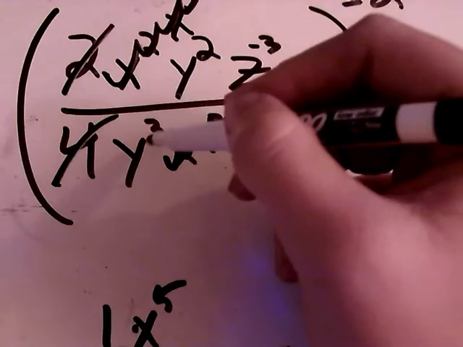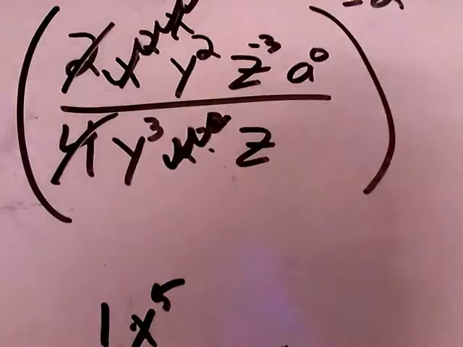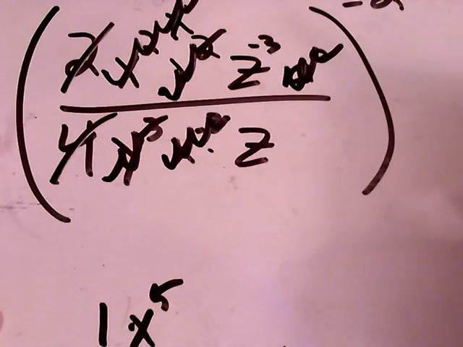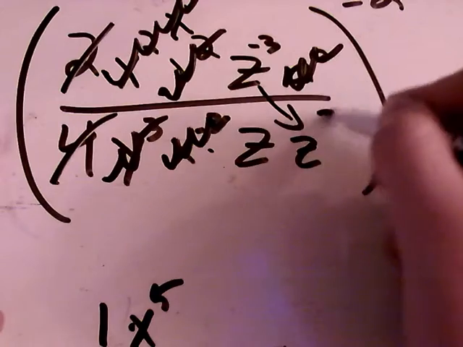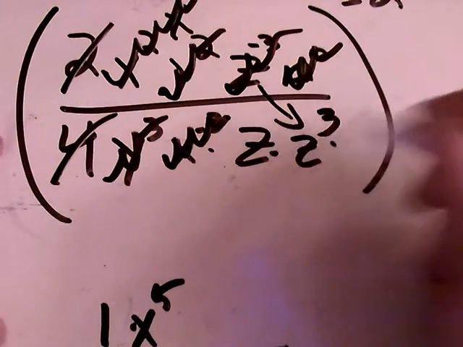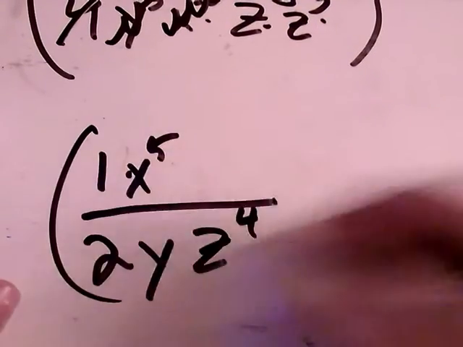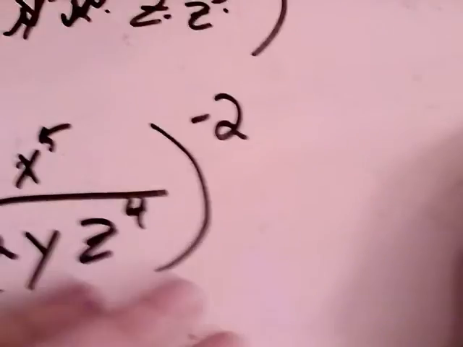I have a y squared and a y to the 3rd, which means we're going to have a y on the bottom, because there's 2 on top and 3 on bottom. Now the a to the 0 does nothing, just as 1. Now we have this, so I'm going to move this down here. And z and z cubed becomes z to the 4th. Now we go back to the negative 2. Now there's less numbers to put.